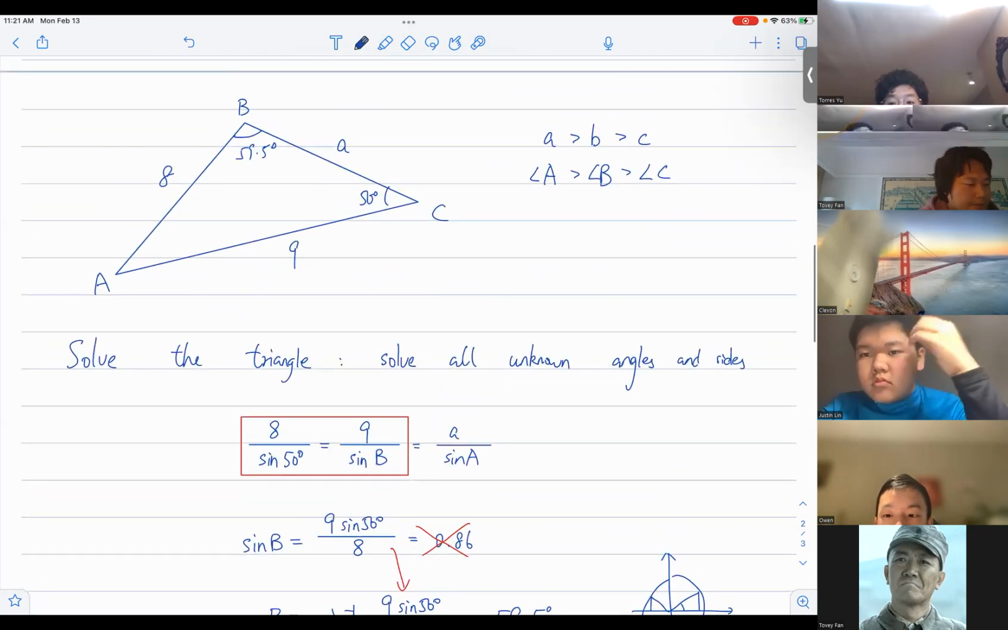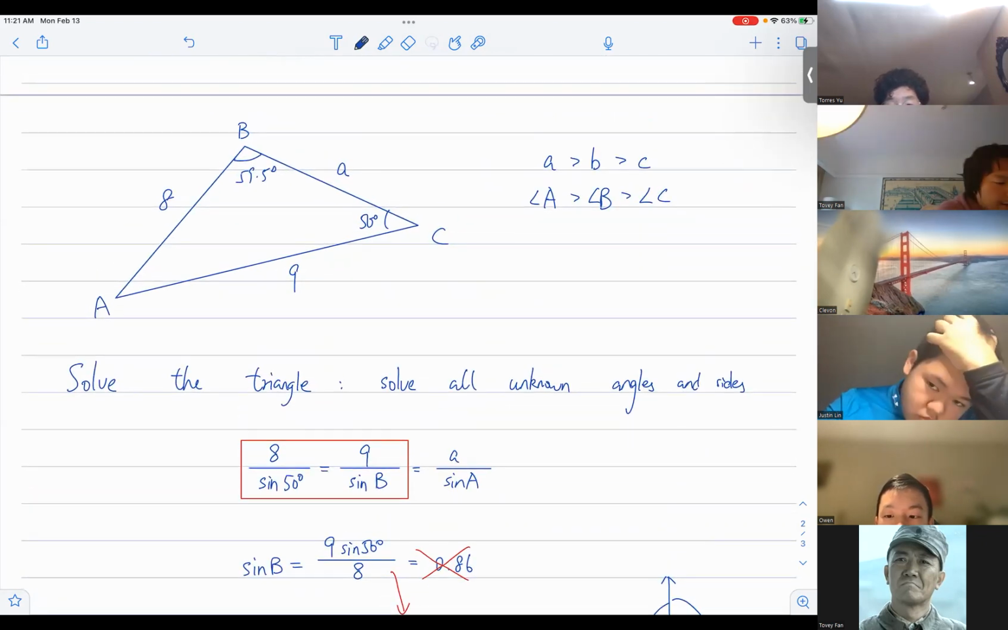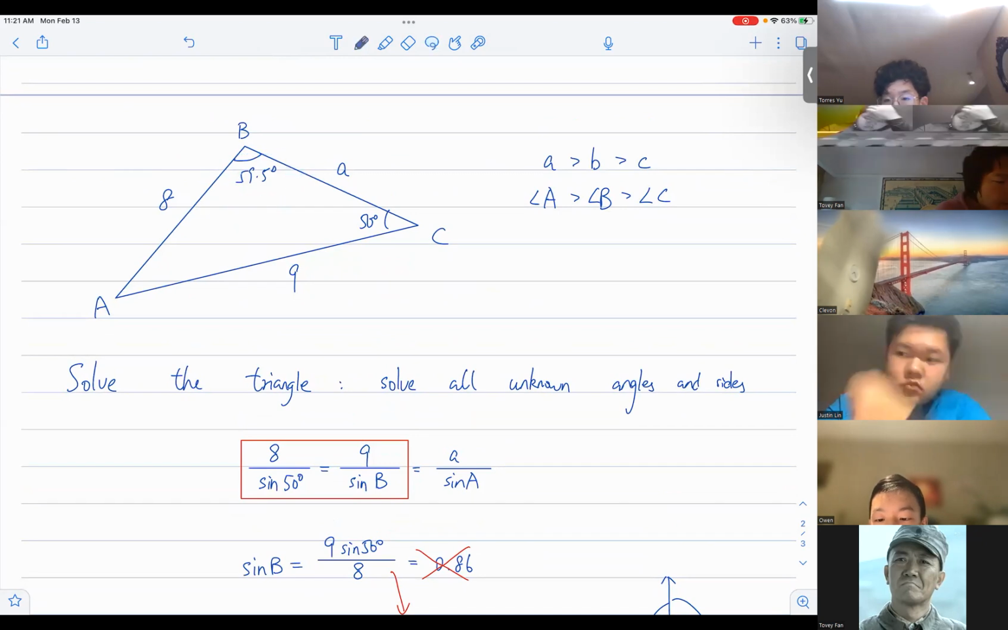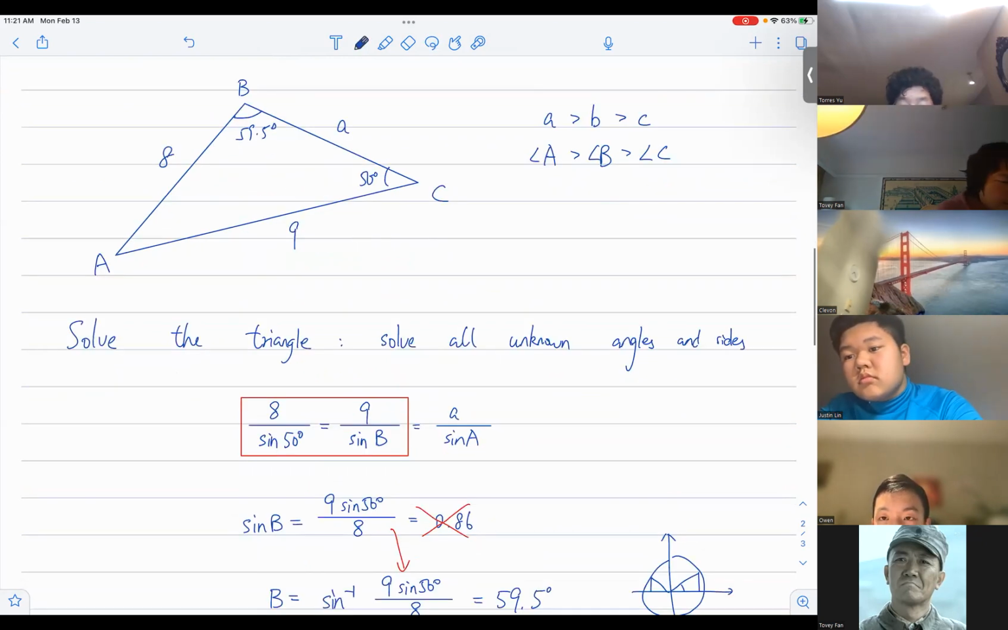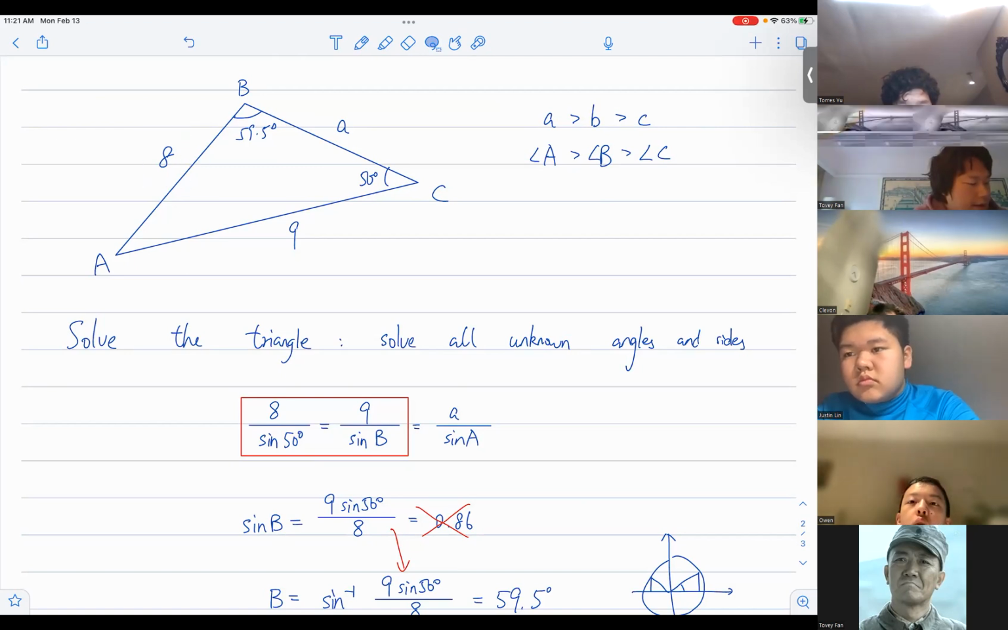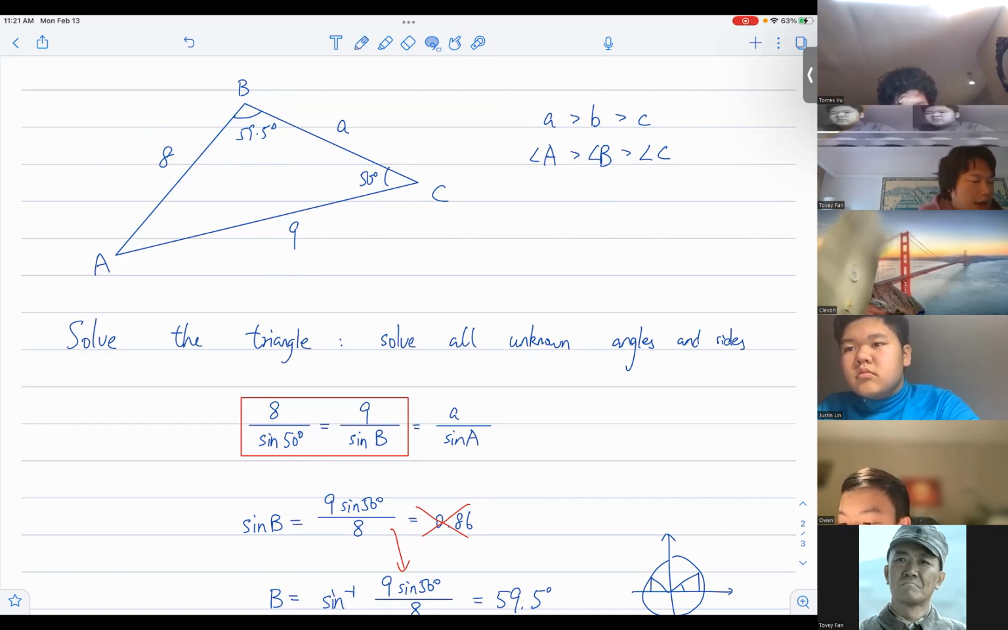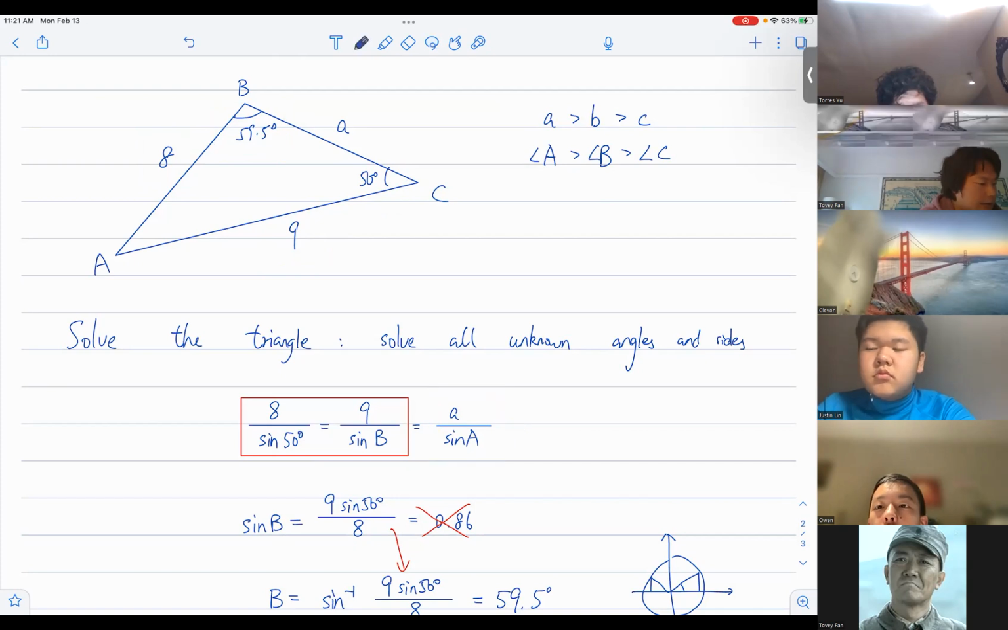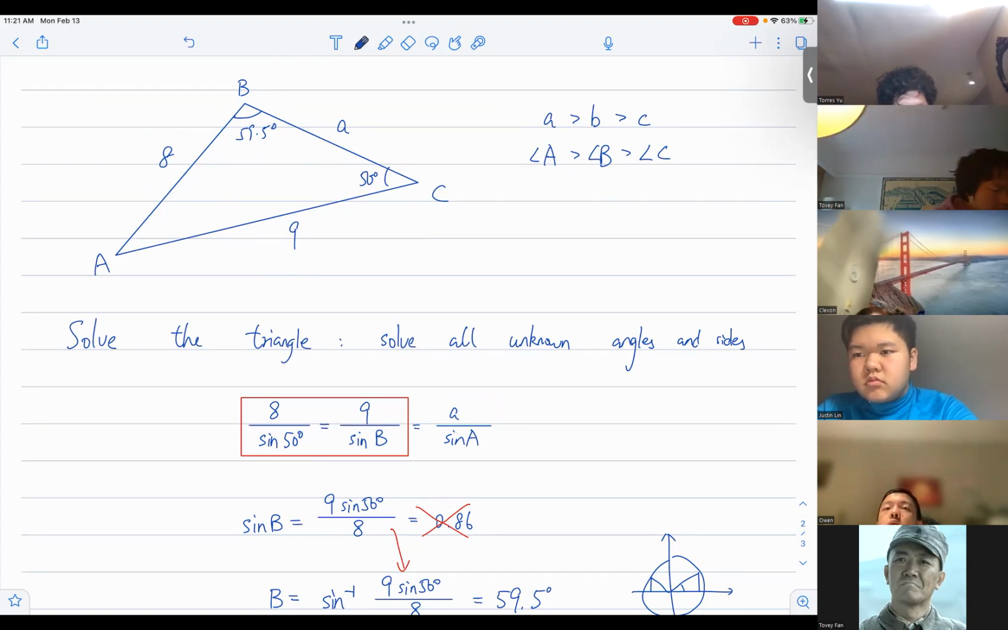Okay, anyway, let's finish this one, this part. So after you've got 59.5 here, what's next? Owen, what do you think? We have 8 and then 9, and then we have 50, and then we have 59.5. How do we solve for A and sine A? Okay. You know 2 angles now.